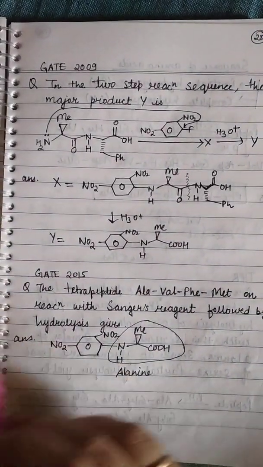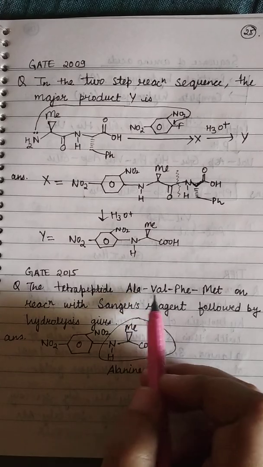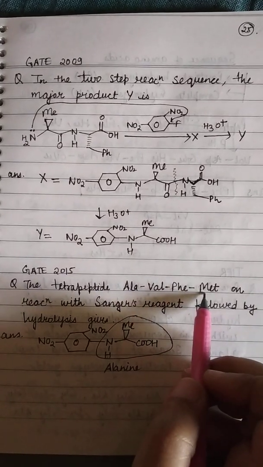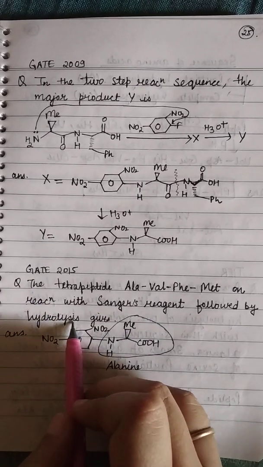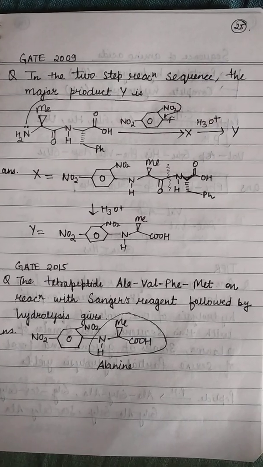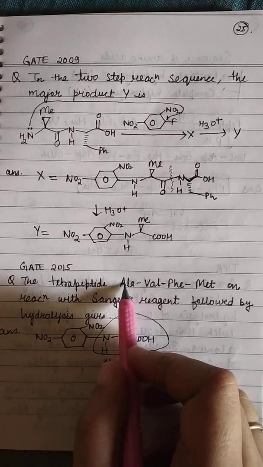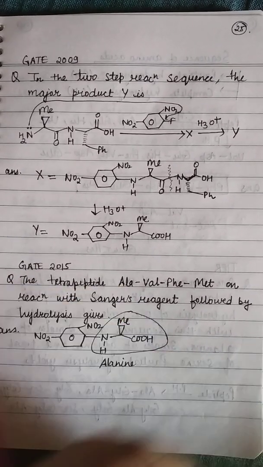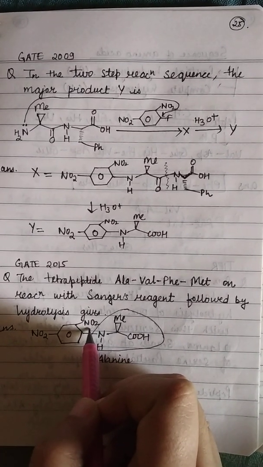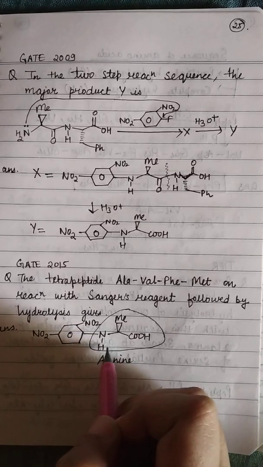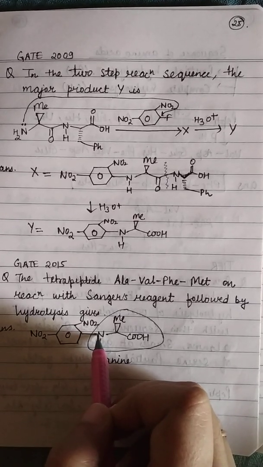Another question came in GATE 2015. The tetrapeptide alanine, valine, phenylalanine, methionine on reaction with Sanger's reagent followed by hydrolysis gives the product. So we have to find the product. So Sanger's reagent attaches to the N-terminal amino acid. So N-terminal amino acid is alanine. Okay, so Sanger's reagent is this 2,4-dinitrofluorobenzene. So fluorine and hydrogen from the amine group is removed, HF is removed, and we get a bond like this.